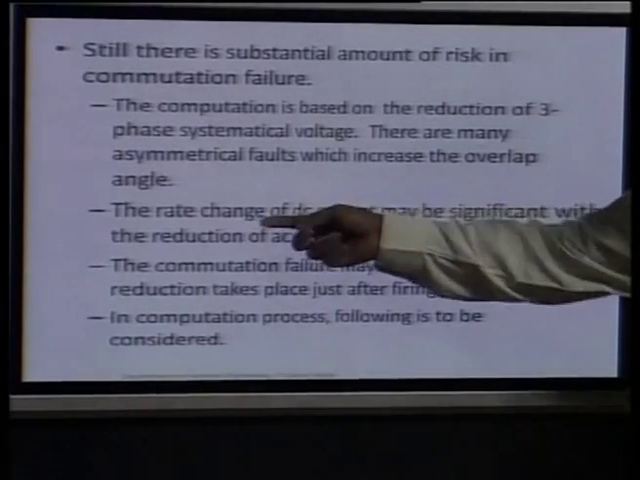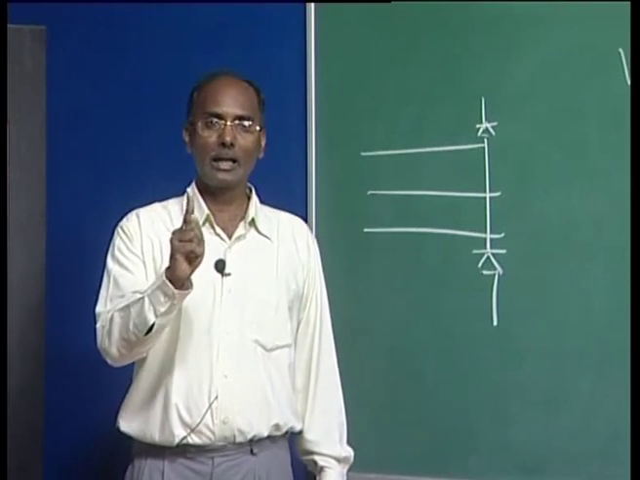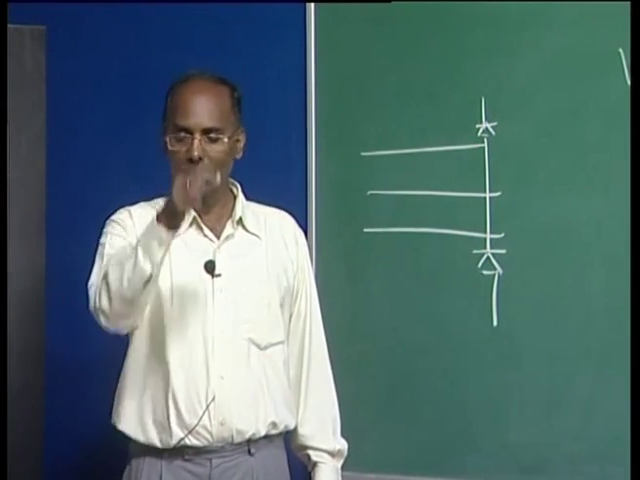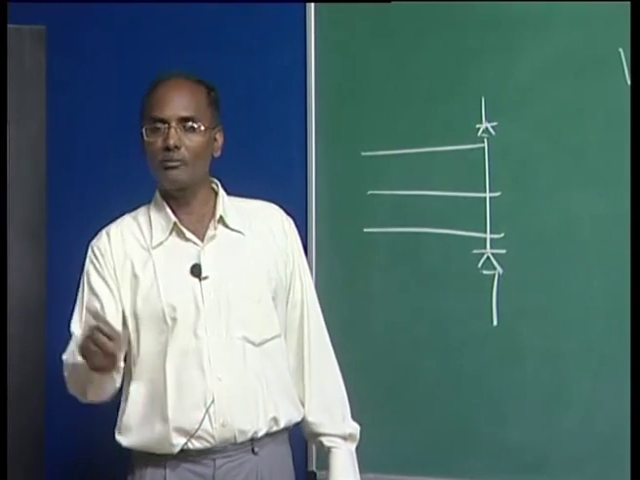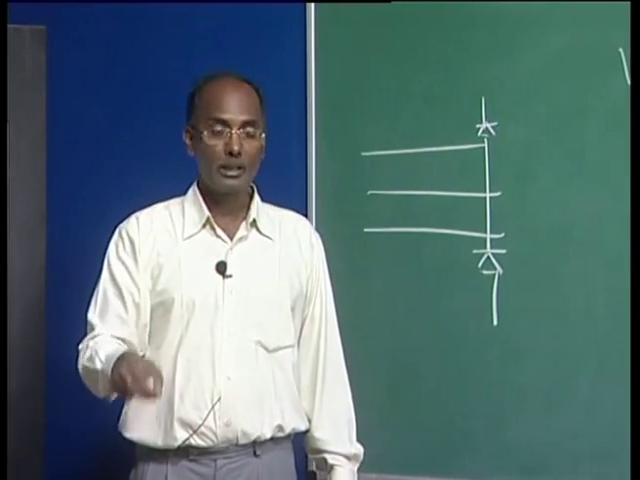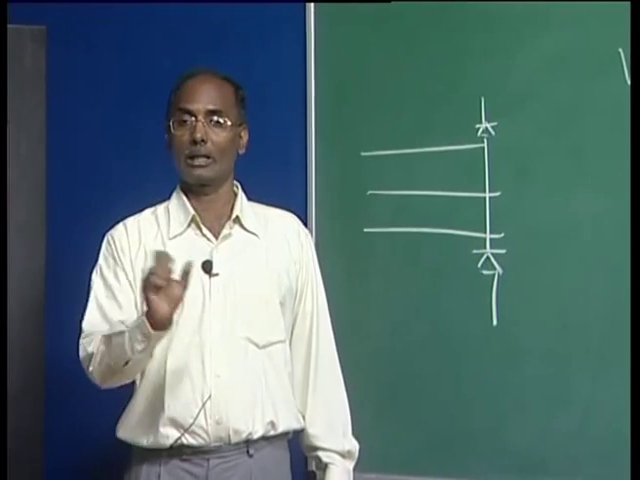Another risk here: the rate of change of the DC current may be significant with the reduction of the AC voltage. What happened? We are taking the ID as a constant. ID may not be constant because suddenly it is changing very fast. If it is slow, it is okay, because by that time we are firing again and you will take care. But a sudden change in the ID may cause your commutation failure because your calculation may not be accurate. You may increase at that time.